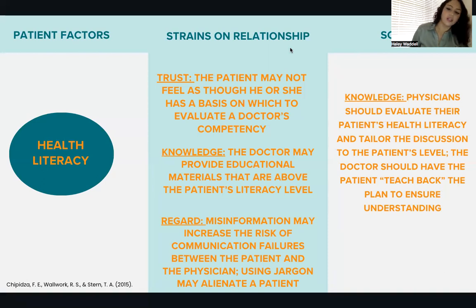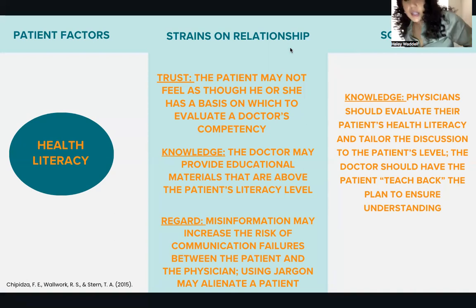So, some strains on the relationship with a low health literacy patient is the patient may not feel as though he or she has a basis on which to evaluate a doctor's competency. You might be talking to them, you might be treating them, and they don't really have the knowledge or capability of understanding if you're doing it the right way, if you know what you're talking about. They don't really have the ability to judge that about you because they don't have the background. And also, the doctor may provide educational materials that are above the patient's literacy level.